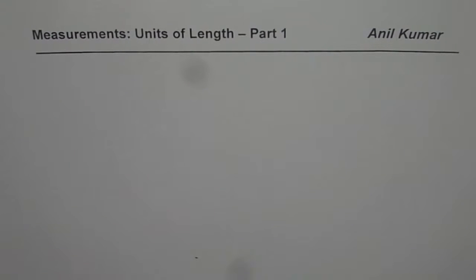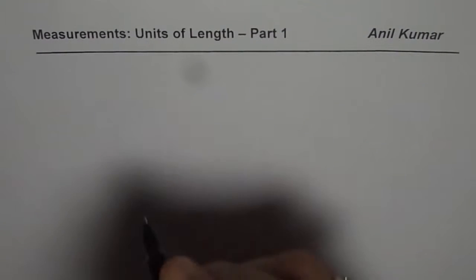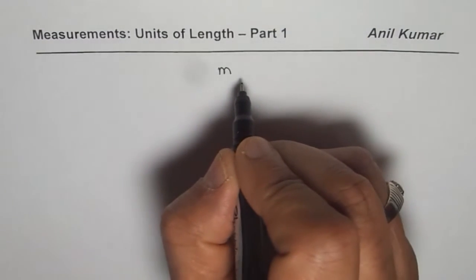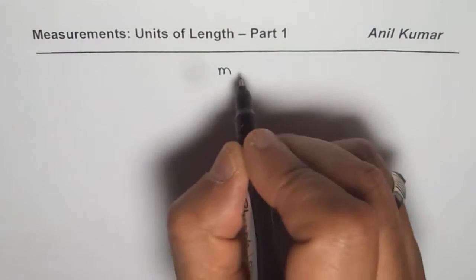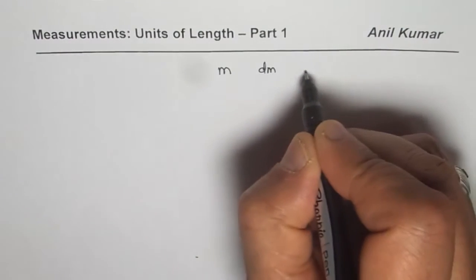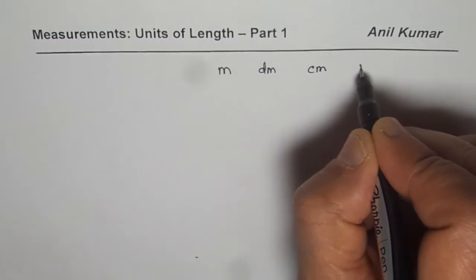I'm Anil Kumar. In this video, we will discuss how different units of length are related. So we'll begin with meters, which is the most common unit. And then if you want to measure smaller things, it could be decimeter, centimeter, or millimeters, right?